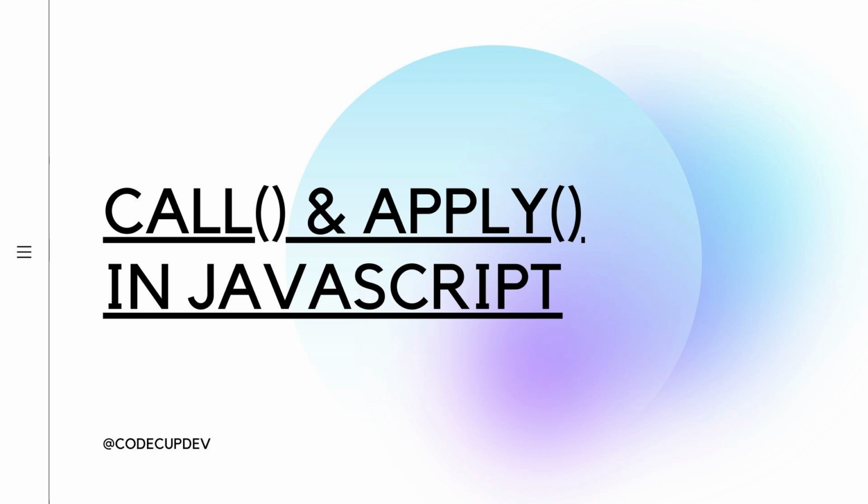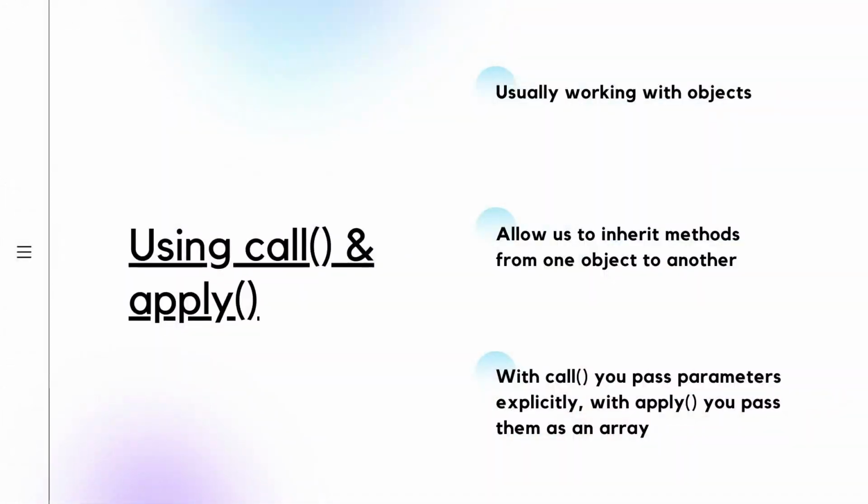So in this video we're going to look at call and apply in JavaScript. So when do we use call and apply? When we use call and apply, we are usually working with objects. By using these methods, we can inherit object methods from one object to another. So for example, if a method was defined on object 1, it can then be called by object 2.